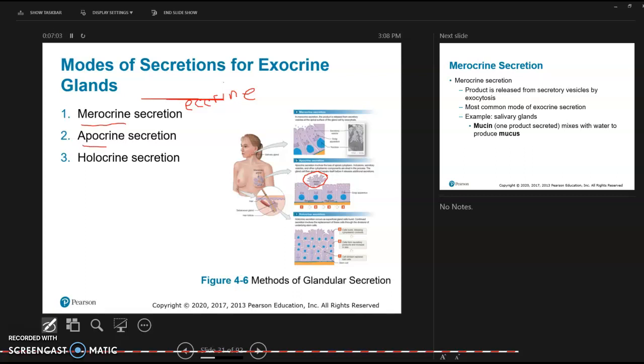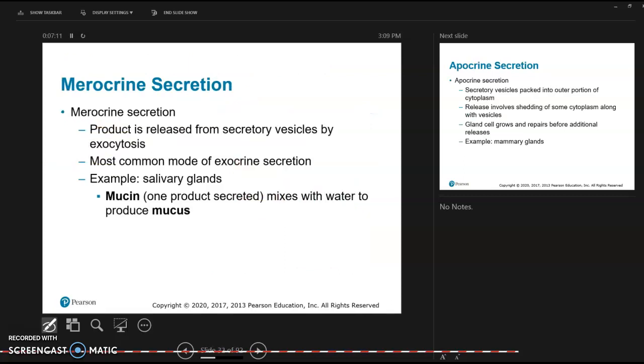And in a holocrine secretion, the entire cell bursts. So the cell that does the secreting is destroyed along with the secretion. An example of where you would find merocrine secretions are the salivary glands. The product is mucin, which mixes with water to produce mucus. That secretion is a merocrine secretion. It's released by exocytosis from secretory vesicles.